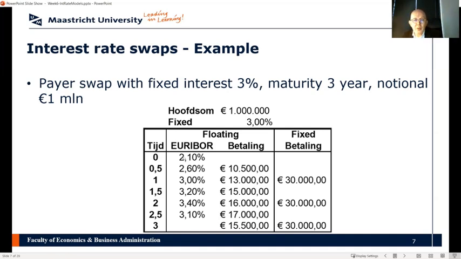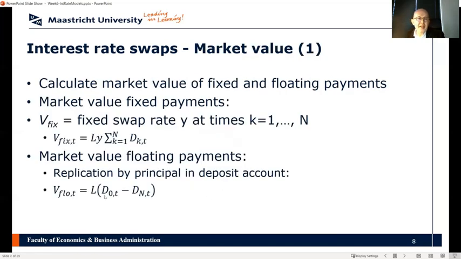Well, I started with 1 million euros at time 0, and I ended up with 1 million euros at time 3. And the only thing I've done is I have paid all these floating rates along the way. So the market value of all these floating payments must be the difference in market value between starting with 1 million euros at time 0 and ending up with 1 million euros at time n.